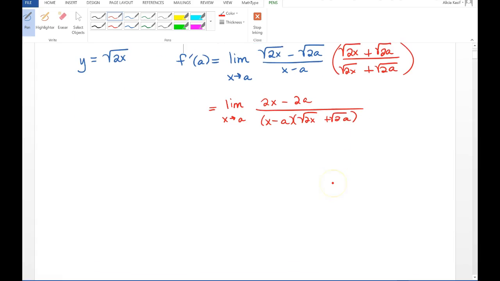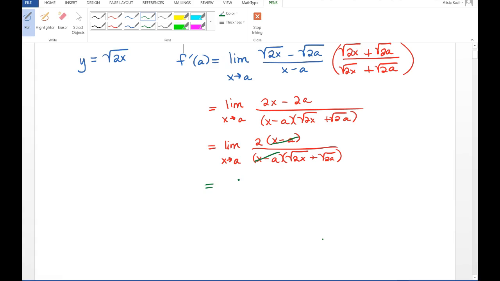And I get 2 times x minus a. And that's perfect, because, well, it is cool. Why is it cool? Then you can just cancel them out, and then you get the final result. And what would that be? 2 over radical 2x plus radical 2a.